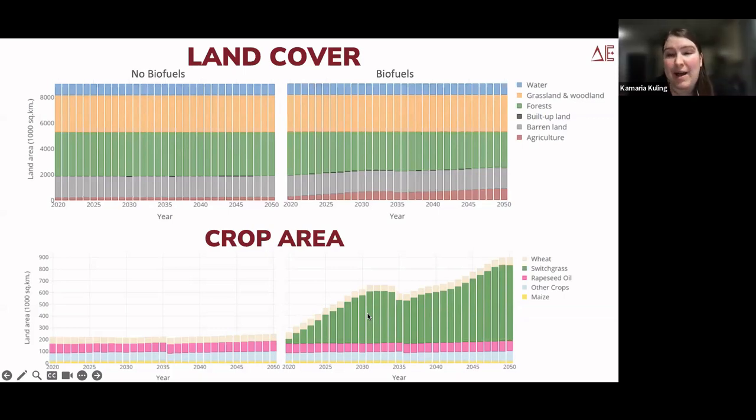And we can zero in on those impacts even more by looking at the lower plots, the agricultural area broken down by crop. And the main thing just to see there, of course, is on the left, none of the switchgrass there, and then how much the total land area for crops increases when we add in those biofuels.